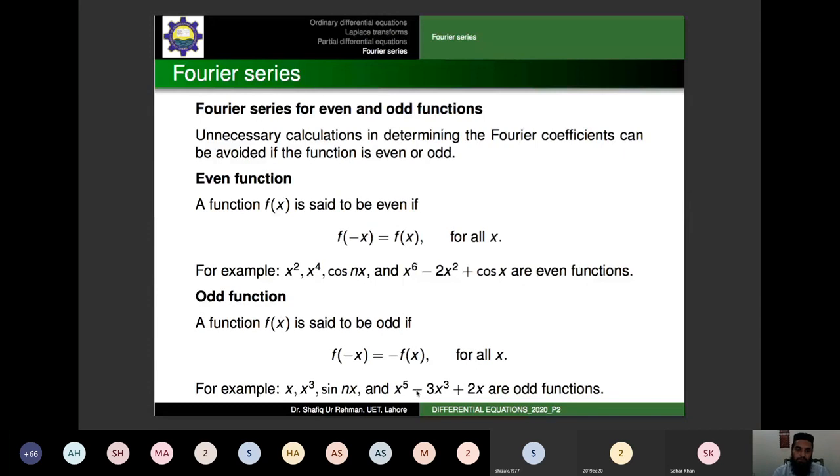The idea is that, first of all, you need to see whether the given function is even or odd. Based upon that, we will eliminate some of the coefficients. If a function is even, then we only need to calculate a naught and an, meaning bn is going to be 0. This is the generalized interval extended from minus L to L for a period of 2L. So bn is going to be 0. We see that the computation cost has been reduced significantly.